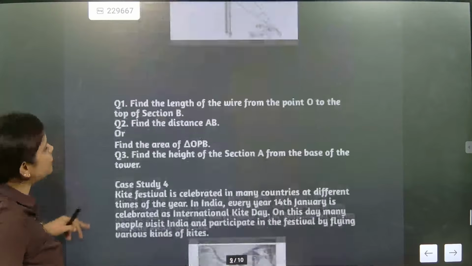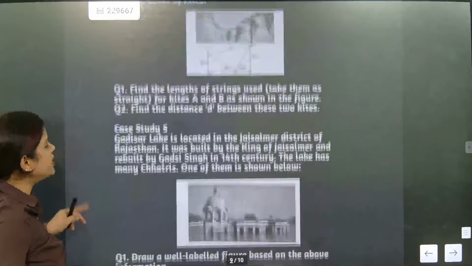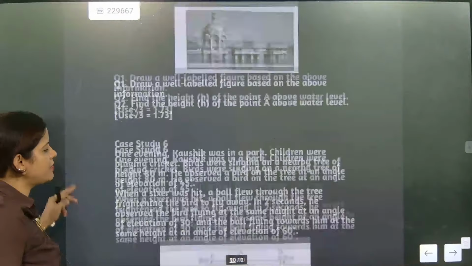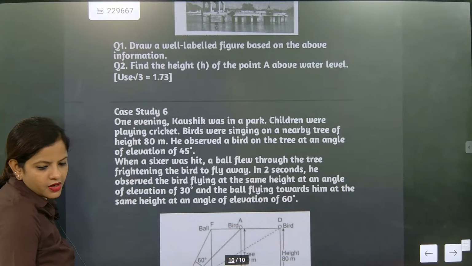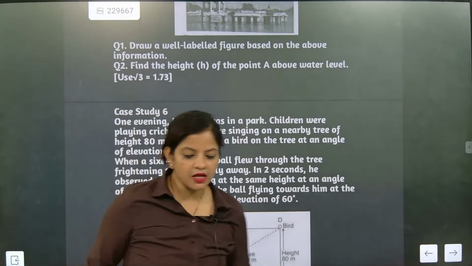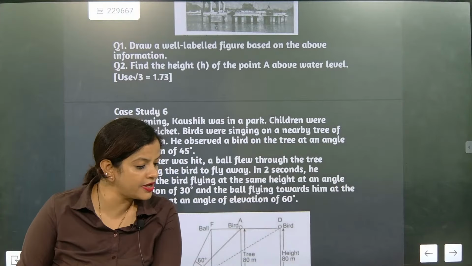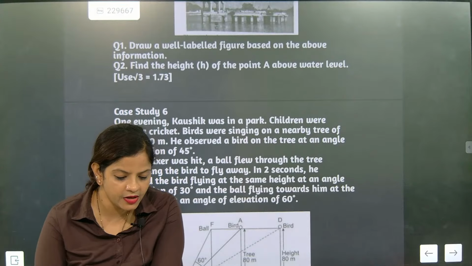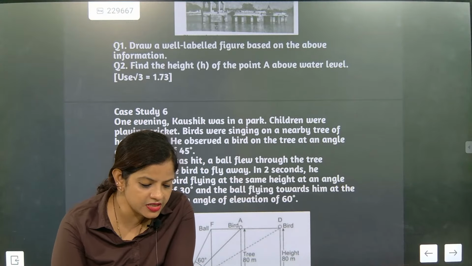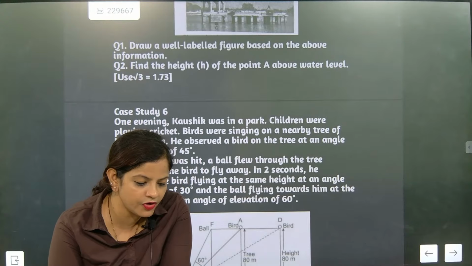So case number 3, case number 4, I'm sending this PDF in your group for practice. Will you solve these questions? Okay. So I'm stopping here. I have to start the second session for surface area and volume. I'll take some time and start the second session. These case studies I'm giving you for your self practice.